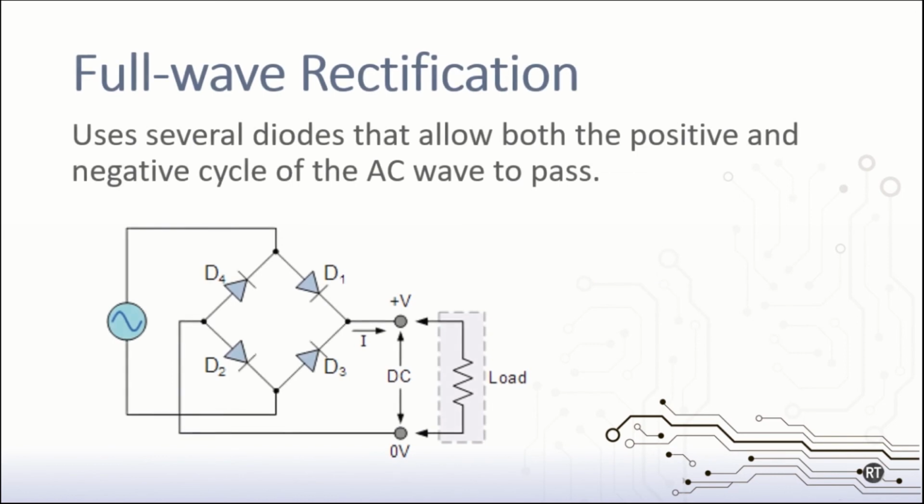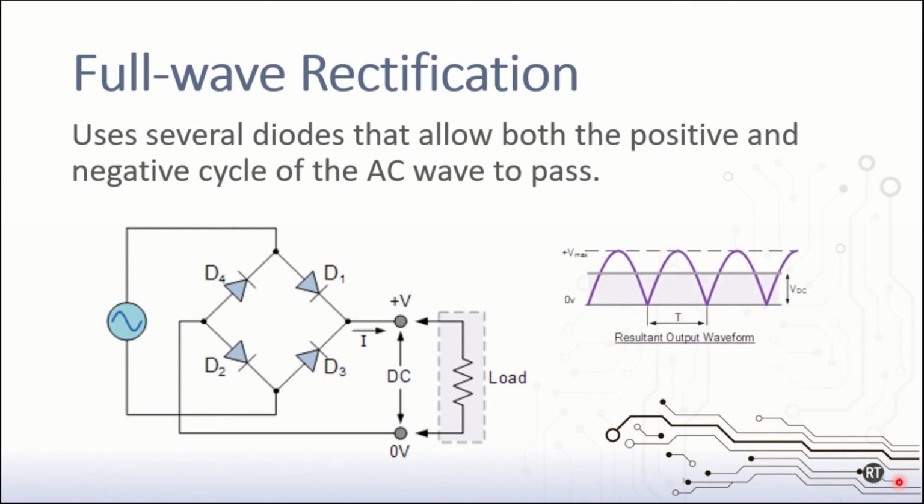On the other hand, full-wave rectification uses several diodes that allow both the positive and the negative cycle of the AC wave to pass. In this case, the negative half cycle is not blocked, but rather converted to a positive cycle. The resultant voltage waveform looks like this, where there is no gap in the flow of current. However, as you can see from the waveform, the voltage is a pulsating one. Full-wave rectification is more desirable for X-ray machines.